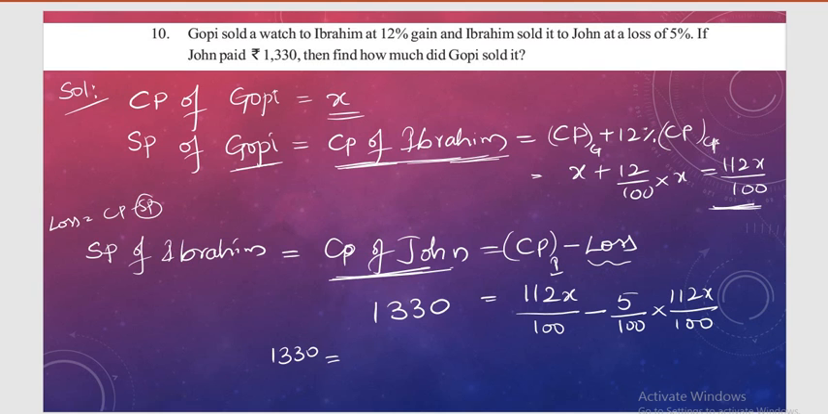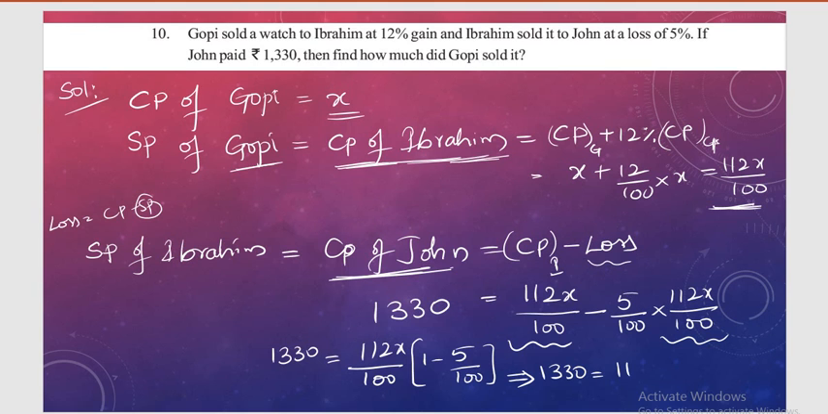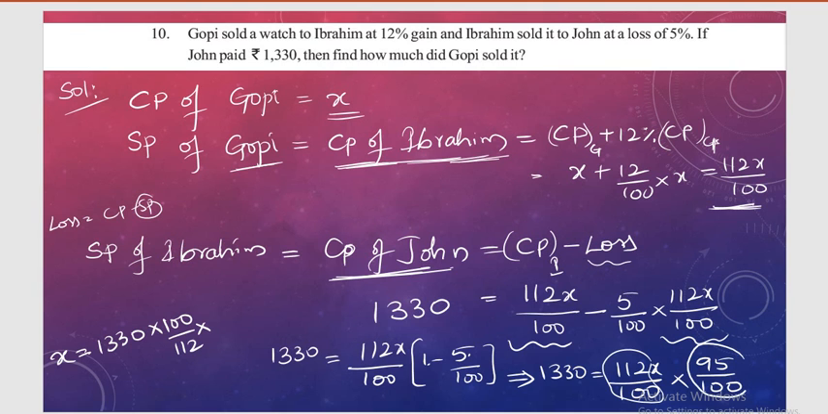1330 is equal to, here if I take 112X by 100 as common, it becomes 1 minus 5 by 100, right? So 1330 is equal to 112X by 100 into 100 minus 5 by 100, which is 95 by 100. So 112X by 100 into 95 by 100. Now if I want the X value, X is equal to 1330 into 100 by 112 into 100 by 95.